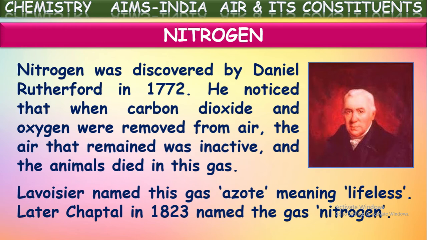Later, Chaptal in 1823 named this gas nitrogen. So the name nitrogen was given to this gas in 1823 by Chaptal. In this way nitrogen gas was discovered, even though it is present in the atmosphere in large quantity. Till the 18th century it was not known as nitrogen. For the first time Daniel Rutherford discovered this gas as an inactive gas. Later, Lavoisier also did experiments with this gas, and he found that animals died in its presence, so he called this gas azote gas. Finally, Chaptal in 1823 named this gas nitrogen.